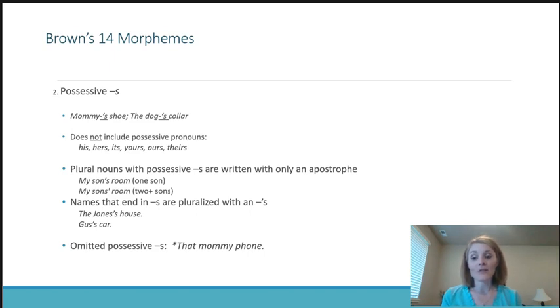Also, just as a side note, names that end in S are made possessive with an apostrophe S. So you would have the Joneses' house or Gus's car. And an example of a child omitting the possessive S morpheme would be if they said something like that mommy phone, which would be an obligatory context for the possessive S. So had they not omitted it, they would have said that's mommy's phone.